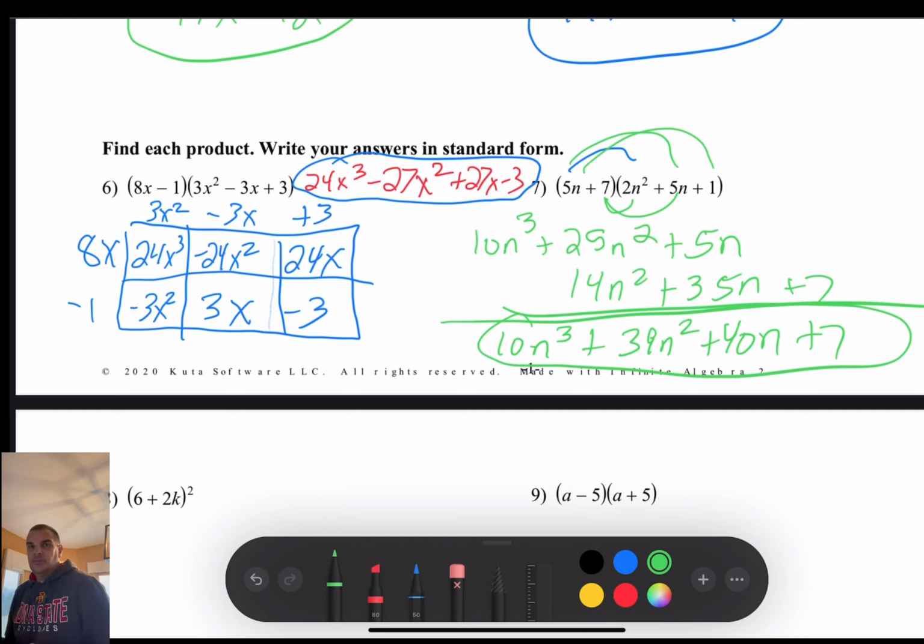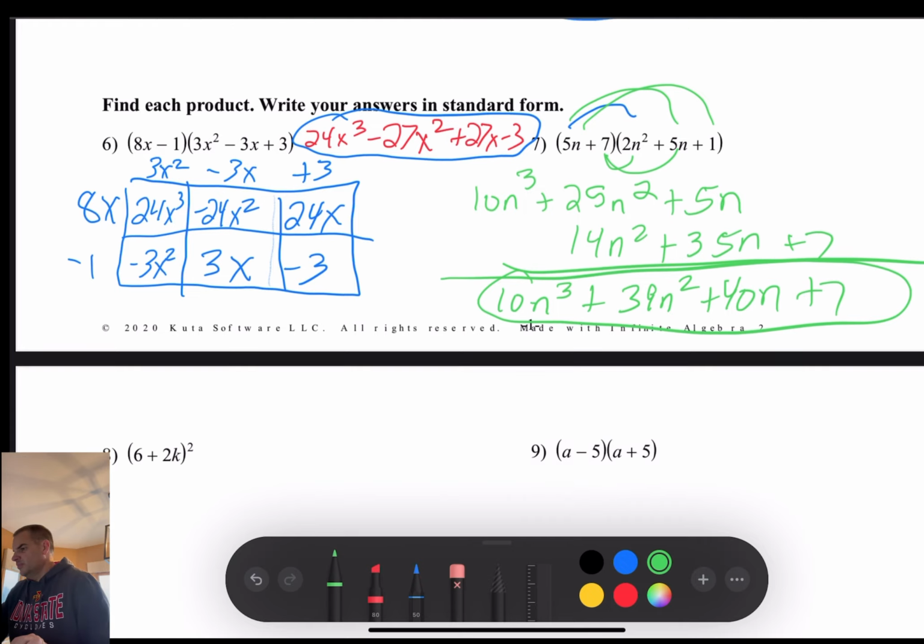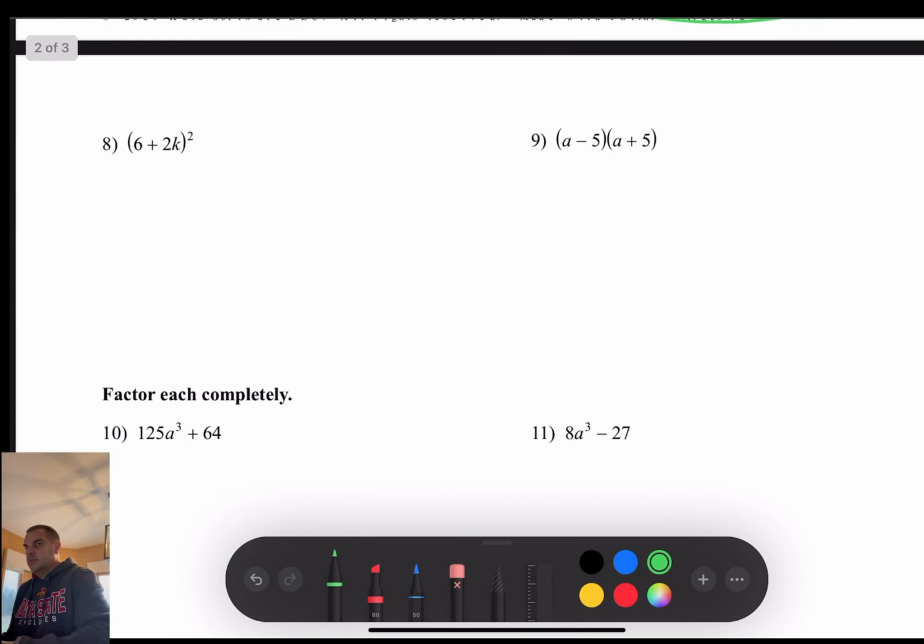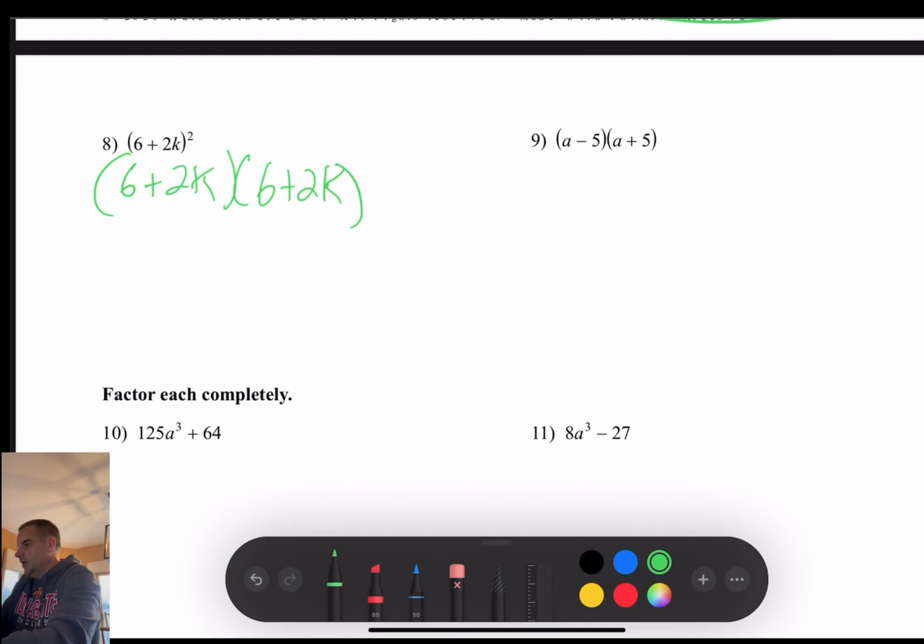Next one. Number 8. Okay, so we're squaring things. So remember, when you square something, it means that you take it times itself. But we also talked about the shortcut, and I'm going to do the shortcut.